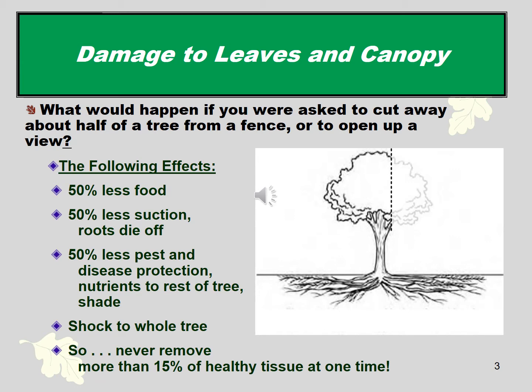So if you did do that, cut away about half of the tree from a fence or to open up a view, remember that the roots under there will die off also, and you'll have 50% less food production because you've removed the leaves, which do photosynthesis, but also 50% less ability of that plant to absorb water and nutrients. And those wounds that die off of both sides, you've taken off the top and then the roots die off correspondingly, will leave that tree open to more infection and disease. Never take off more than roughly 50% of the healthy tissue of a tree at one time to decrease the shock to the whole tree.